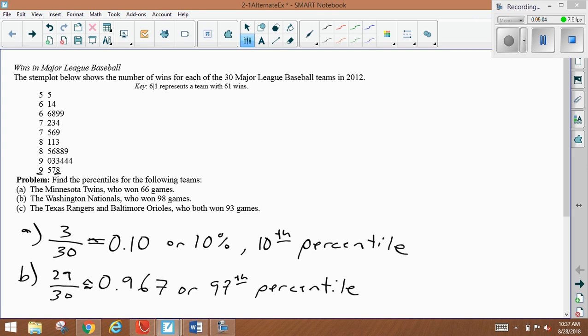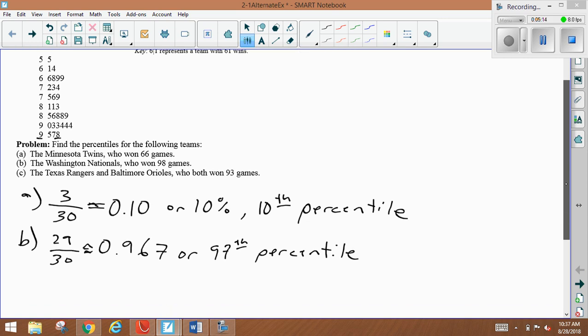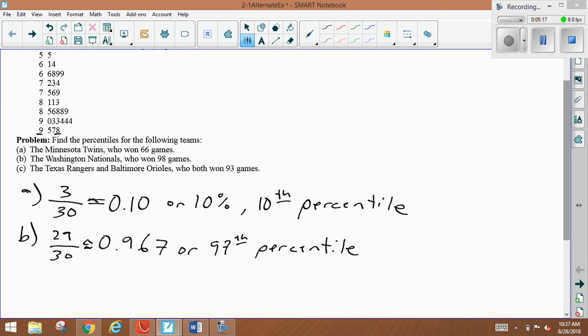And then, do I need to do the Texas Rangers and Baltimore Orioles? Sure. Did I say Oreos? I said Orioles. Okay, I can't hear the L. So, 93. I'll erase this. 93. These two, we'll call them a tie, right?